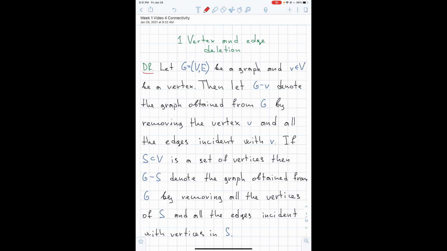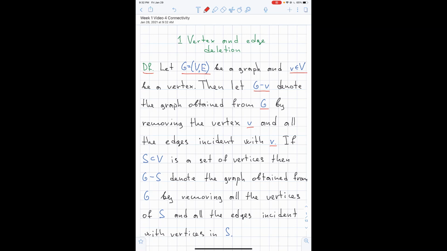Suppose we have a graph G, vertex set V and edge set E, and let's say we have a vertex v. Then the graph G minus v, so G with v deleted, is obtained from our graph G by removing the vertex and all the edges that are incident with v, so all the edges that go from v.